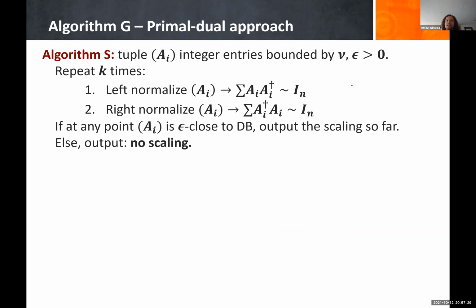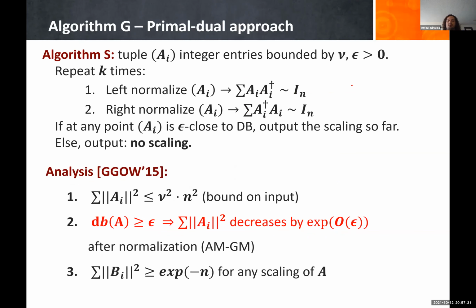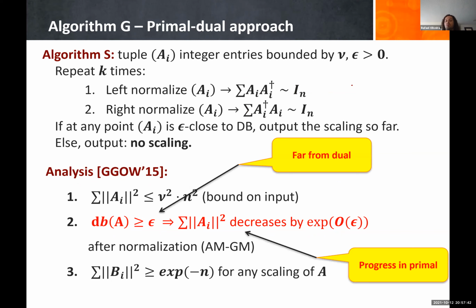And the same thing here for the algorithm G. We have the same template, and again, as we saw, this distance to doubly balanced is the norm of the moment map, which is the dual problem. And if we're far from the dual, we make progress in the primal.